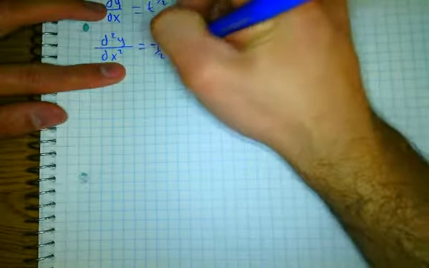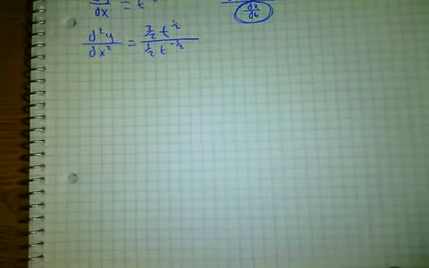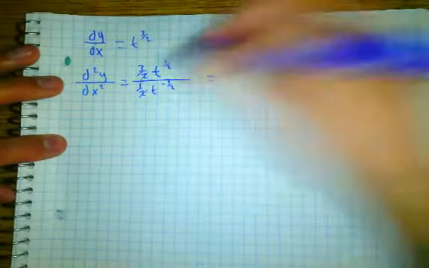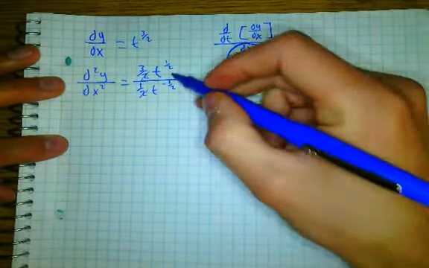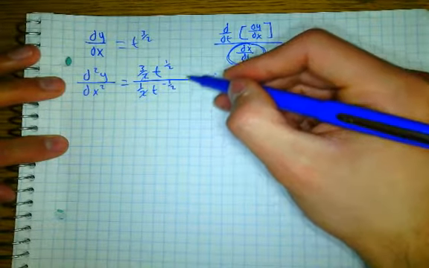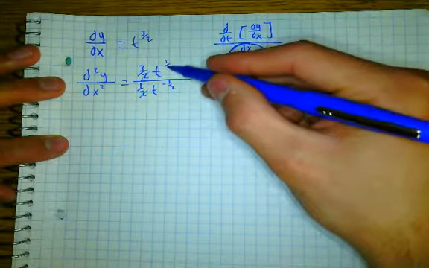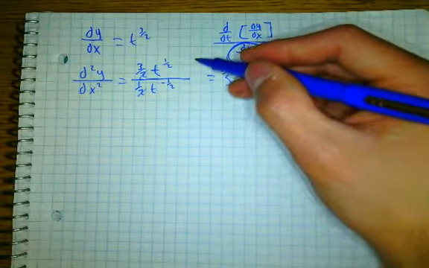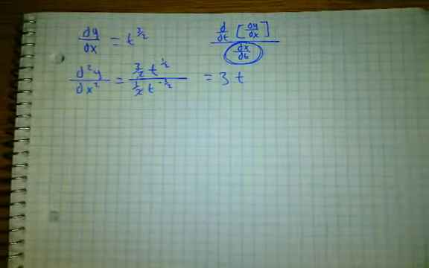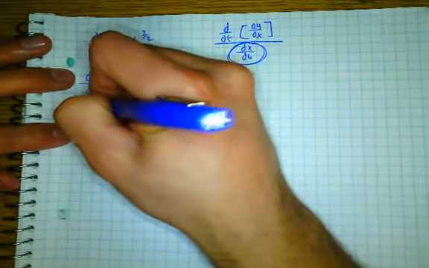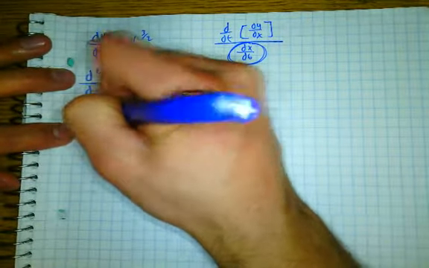Cool? So now just some simple algebra. These 2's are going to cancel, so that gives you a 3. Now this t once again is going to go to the top. So that's t to the 1/2 times t to the 1/2, which is just t. Therefore, it's safe for us to say that the second derivative of y with respect to x is equal to 3t. So we have our second derivative.